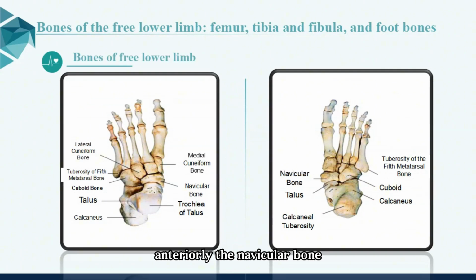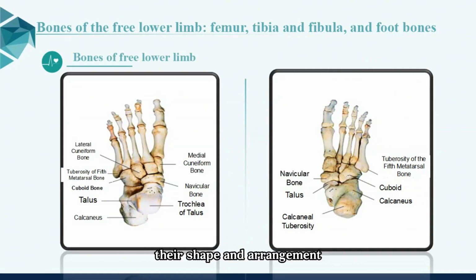Anteriorly, the navicular bone articulates with the 3 cuneiform bones. The cuboid bone, located laterally, articulates with the calcaneus. There are 5 metatarsal bones. They are numbered from medial to lateral as the 1st to 5th metatarsals.